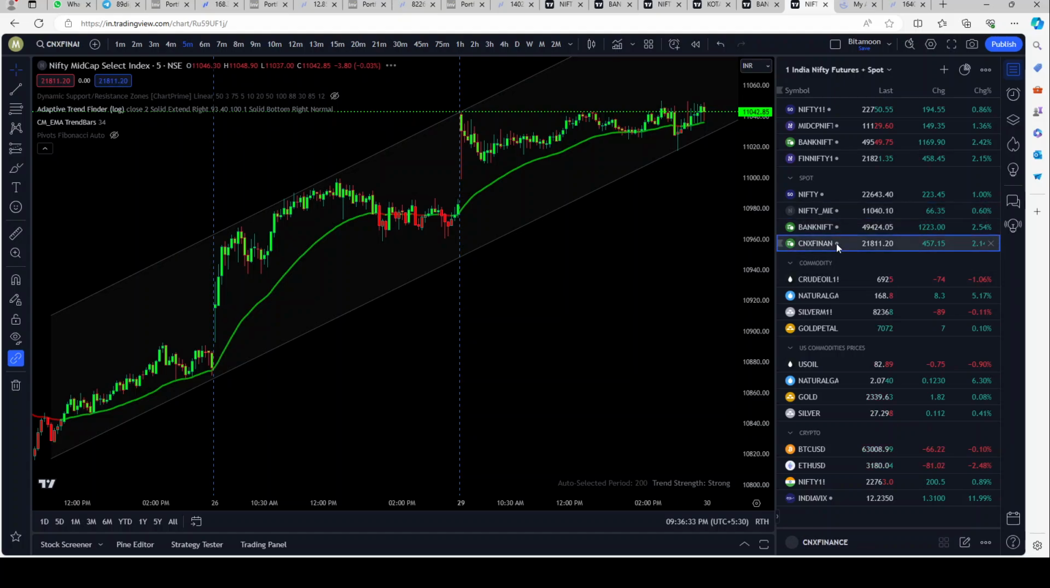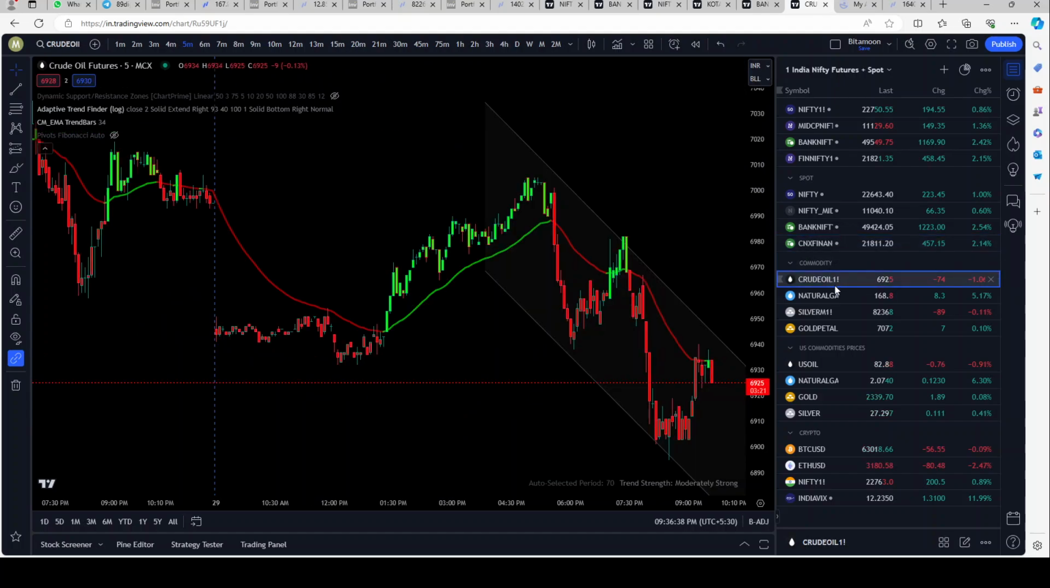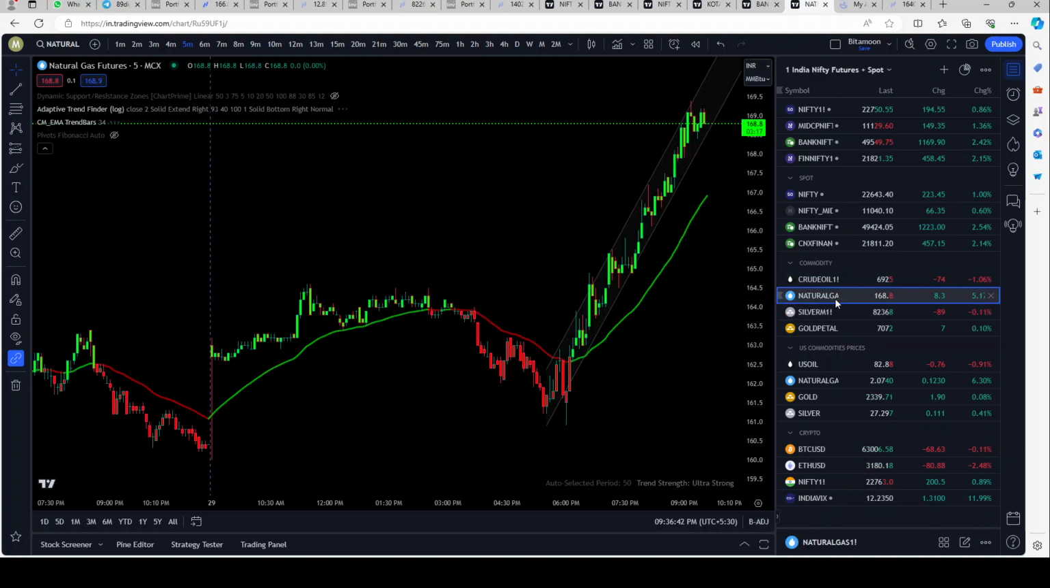All right, well, let's look at Nifty Finance. It looks like this. It'll work for crude oil also, though for crude oil you should look at a slightly larger time frame. Natural gas seems to be on a beautiful uptrend even on the 5-minute time frame. Look at natural gas going.